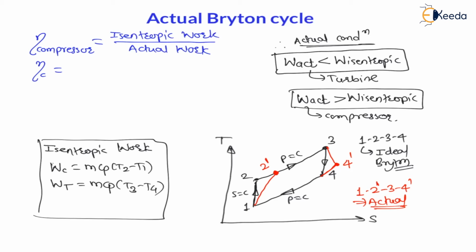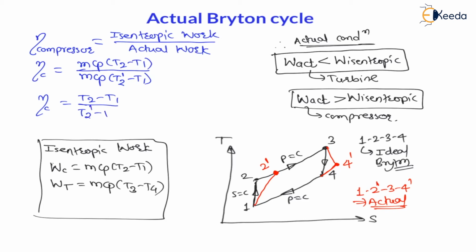Therefore, isentropic work for the compressor is MCP (T2 minus T1), because 1 to 2 is isentropic compression and actual compression is 1 to 2 dash, divided by the actual work of compression, which is MCP (T2 dash minus T1). Therefore, the efficiency of the compressor is equal to (T2 minus T1), the temperature difference in the isentropic condition, divided by (T2 dash minus T1), the temperature difference in the actual condition. This is the efficiency of the compressor.